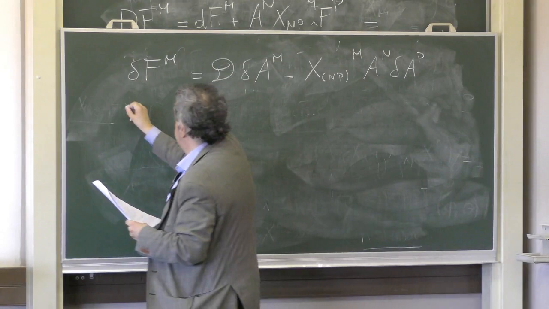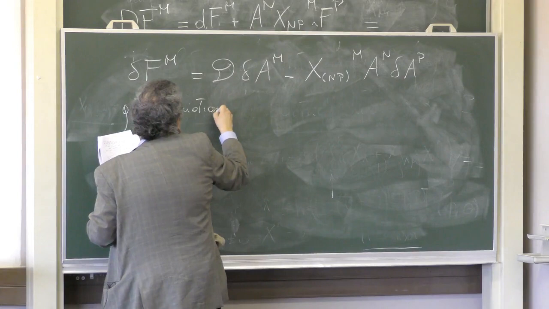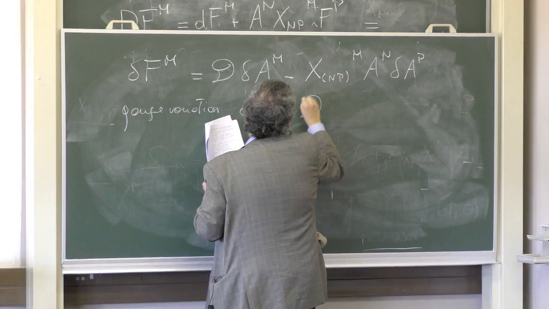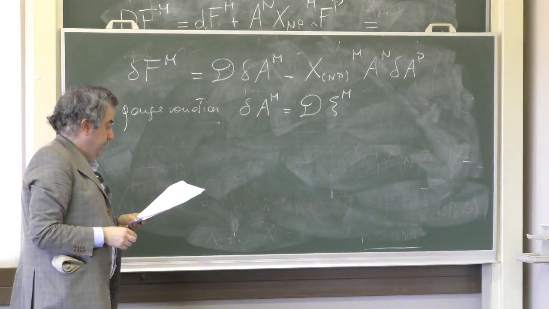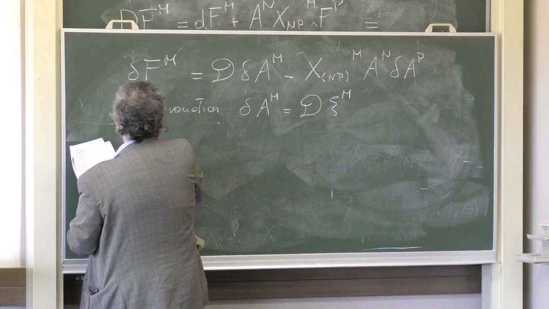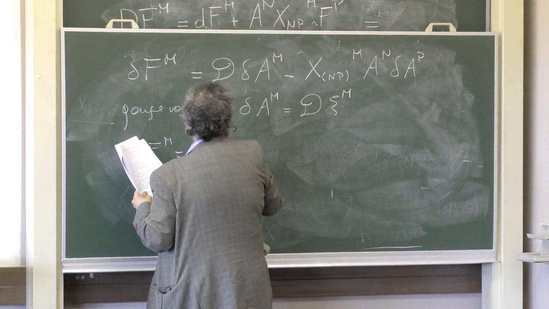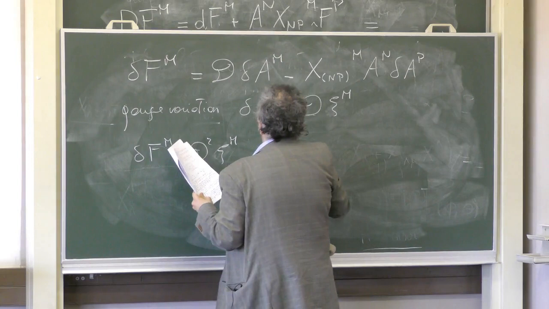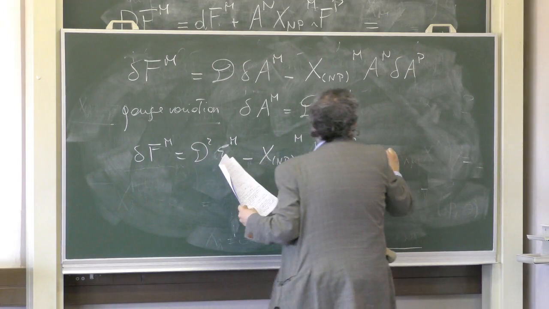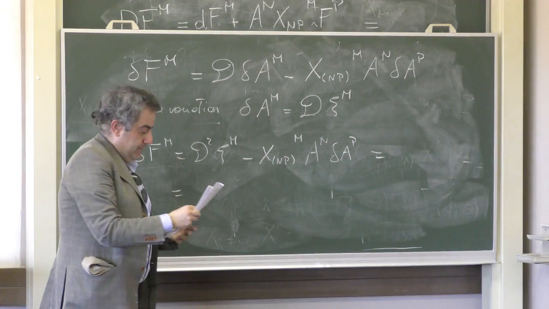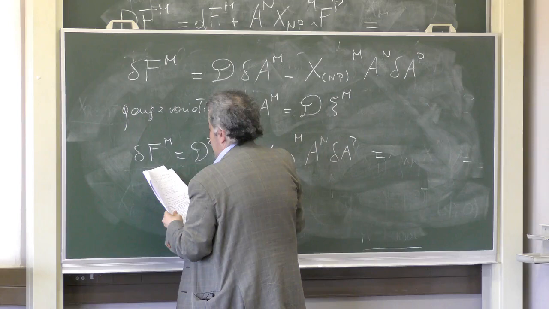Now let's make a gauge variation. Under gauge variation, the variation of A, the vector field, will be, let's call them like this, the covariant derivative of the gauge parameters. Okay? So if we plug this here, what we find is that delta F^M is equal to D squared Lambda, minus X_NP^M A^N delta A^P. Here I can substitute the value, but let us compute D squared. D squared by the Ricci identity can be written in terms of F.